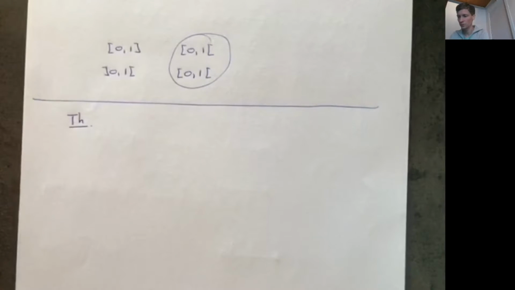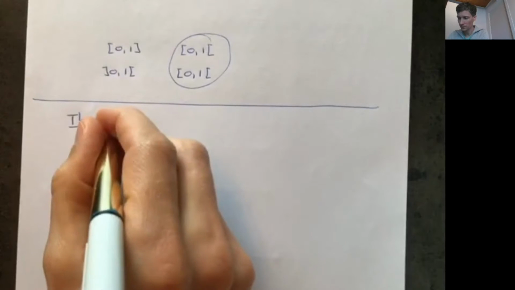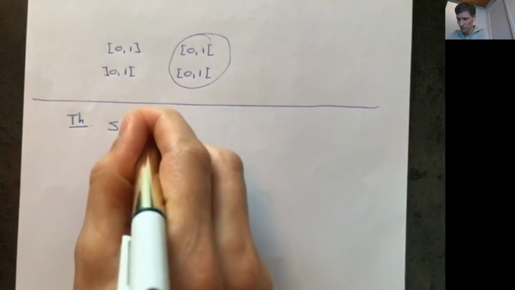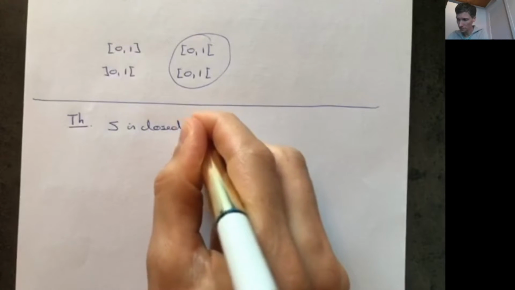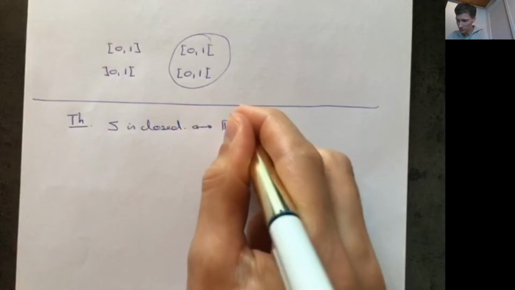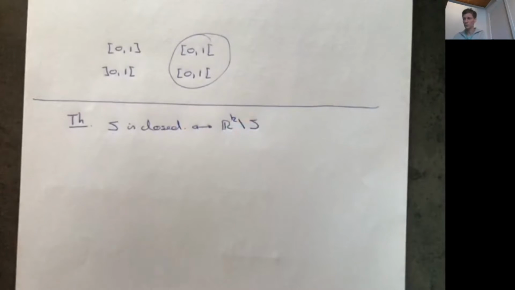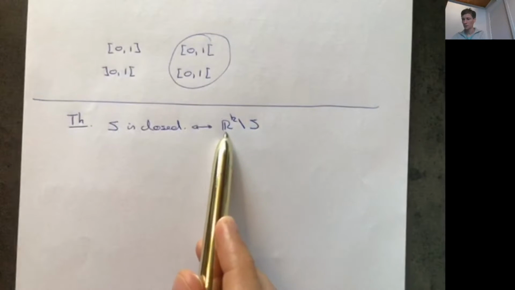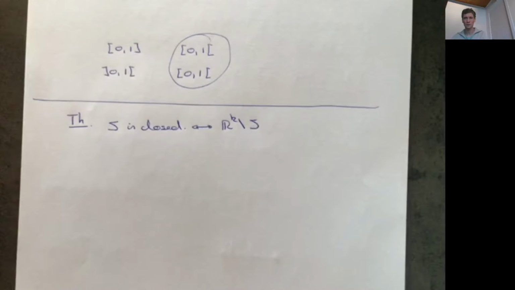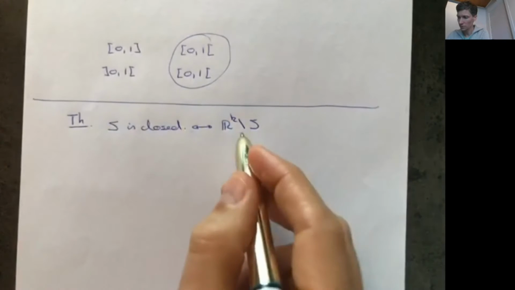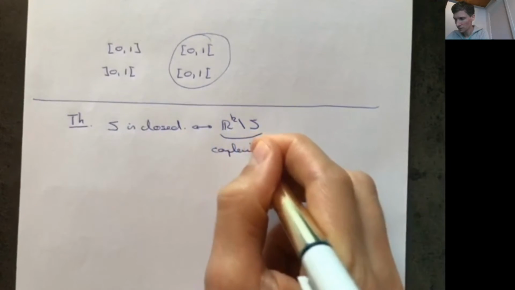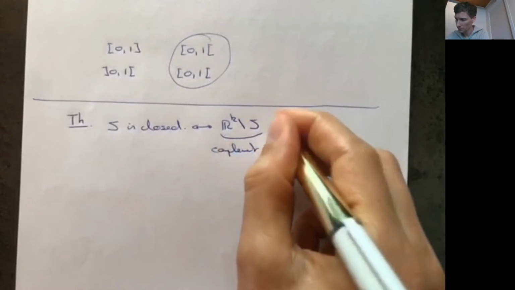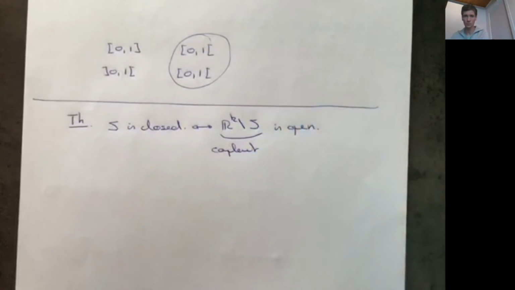Its statement is quite simple. It says that the set S is closed if and only if the complement of the set is open. And what's the complement? The complement is all of the vectors except everything that's in the set. So S is closed if the complement of S is open.